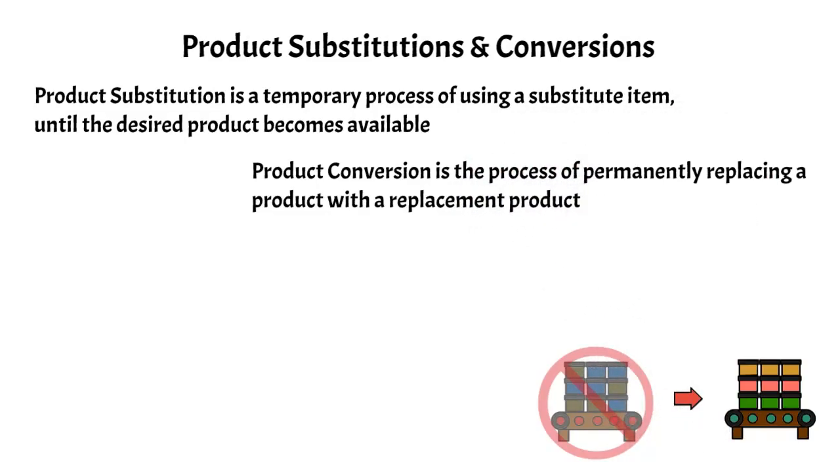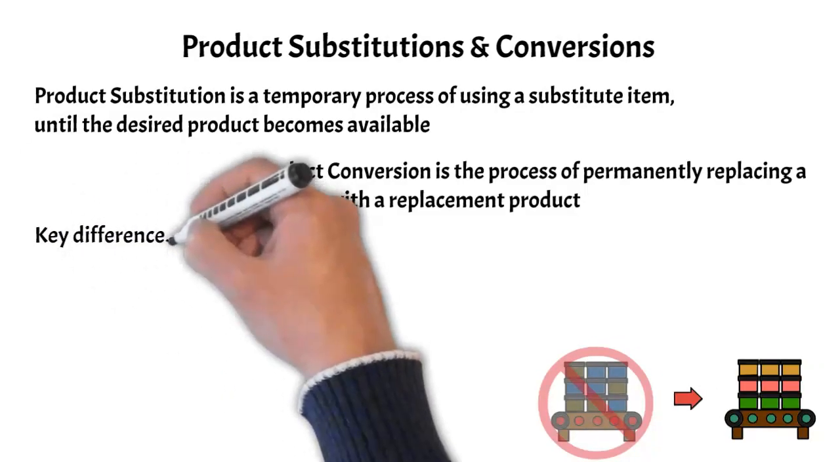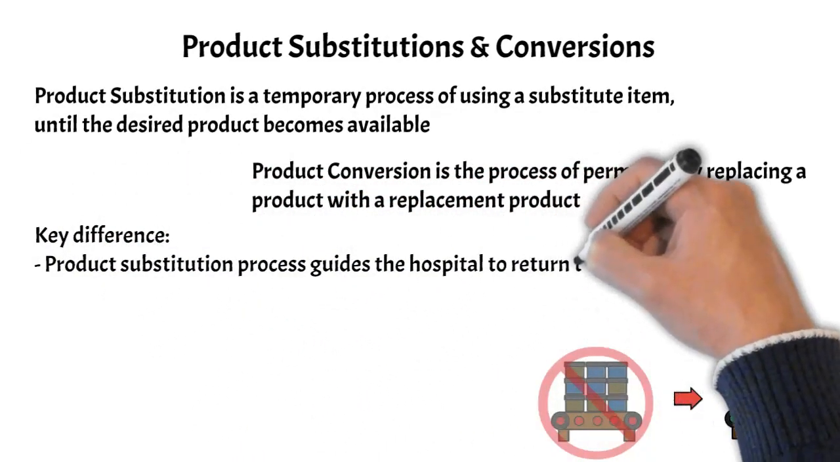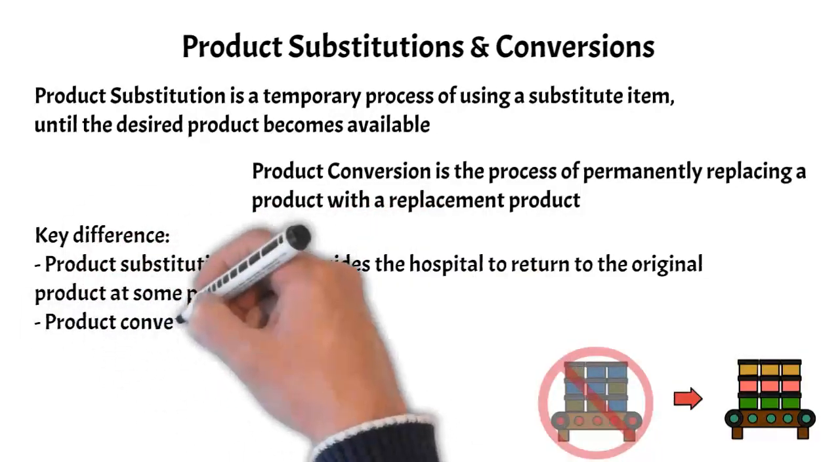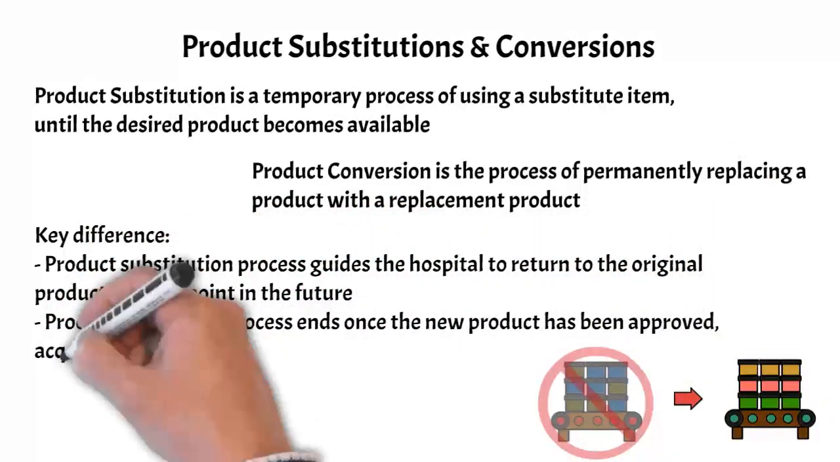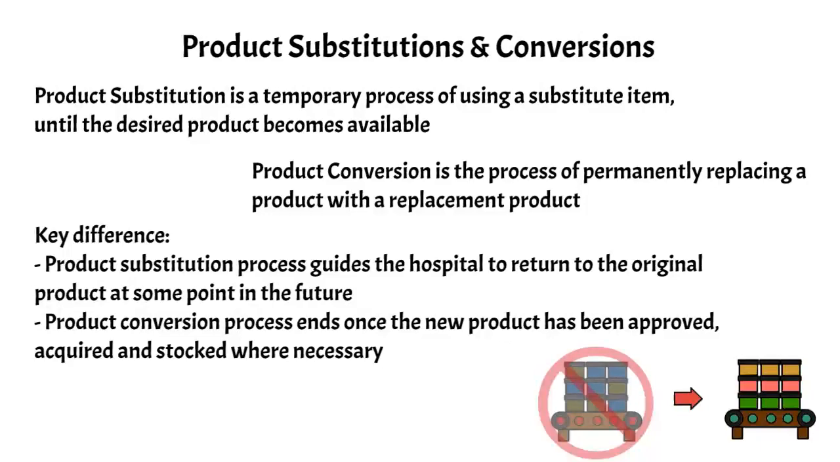Both processes follow similar paths within the healthcare setting. The key difference is that the product substitution process guides the hospital to return to the original product at some point in the future, and the product conversion process ends once the new product has been approved, acquired, and stocked where necessary.